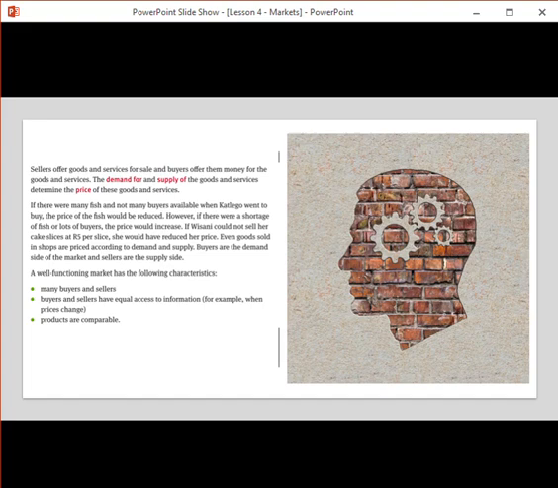I hope so. So in a well-functioning market, we need the following. We need many buyers and sellers. That means there must be many people that want to participate in this market. The buyers and sellers must have equal access to the information. For example, they must know when the prices change. And the products must be comparable.